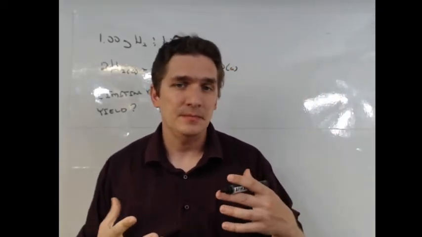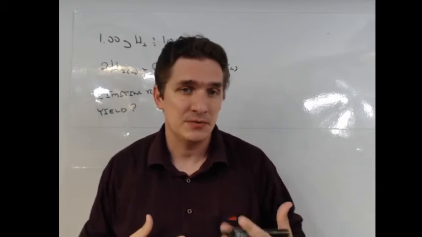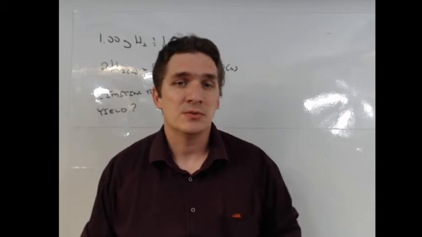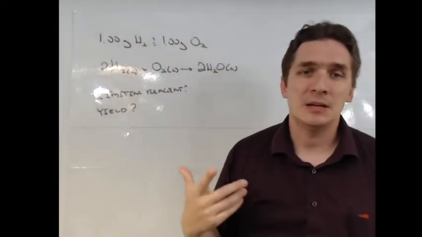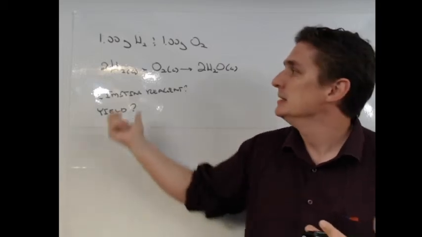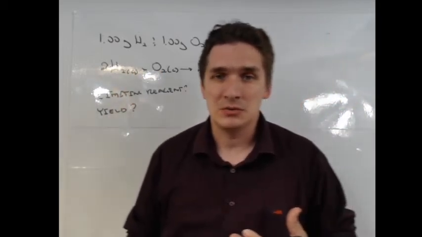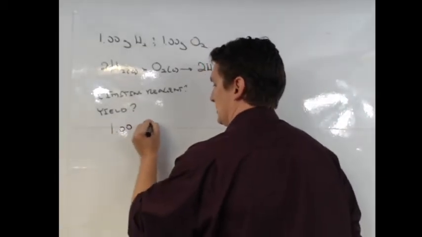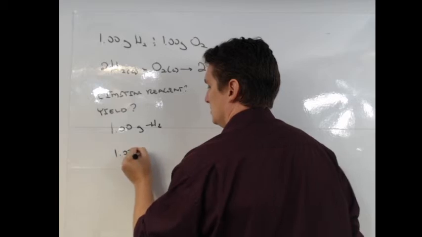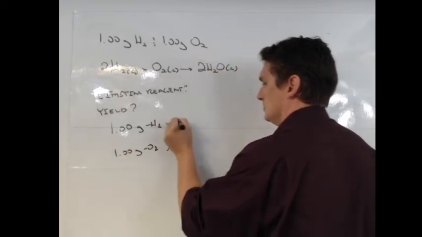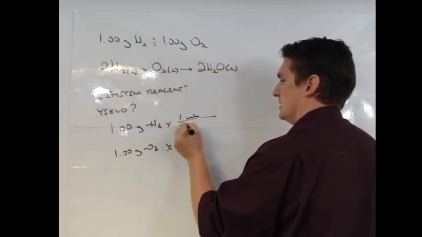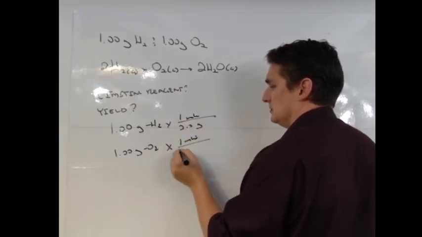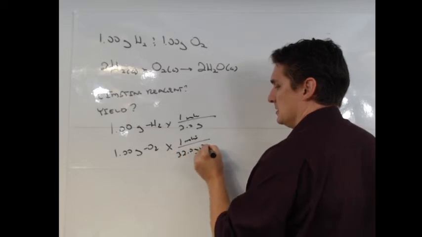And there are 3 ways to figure out who runs out first. In all cases, you have to convert to moles first, because grams don't tell me how many atoms or molecules are reacting. Moles tell you how many atoms or molecules are reacting. So if we have 1 gram of H2, 1 gram of O2, we've got 2 grams for every mole of H2. For the mole of O2, we've got 32.0 grams.